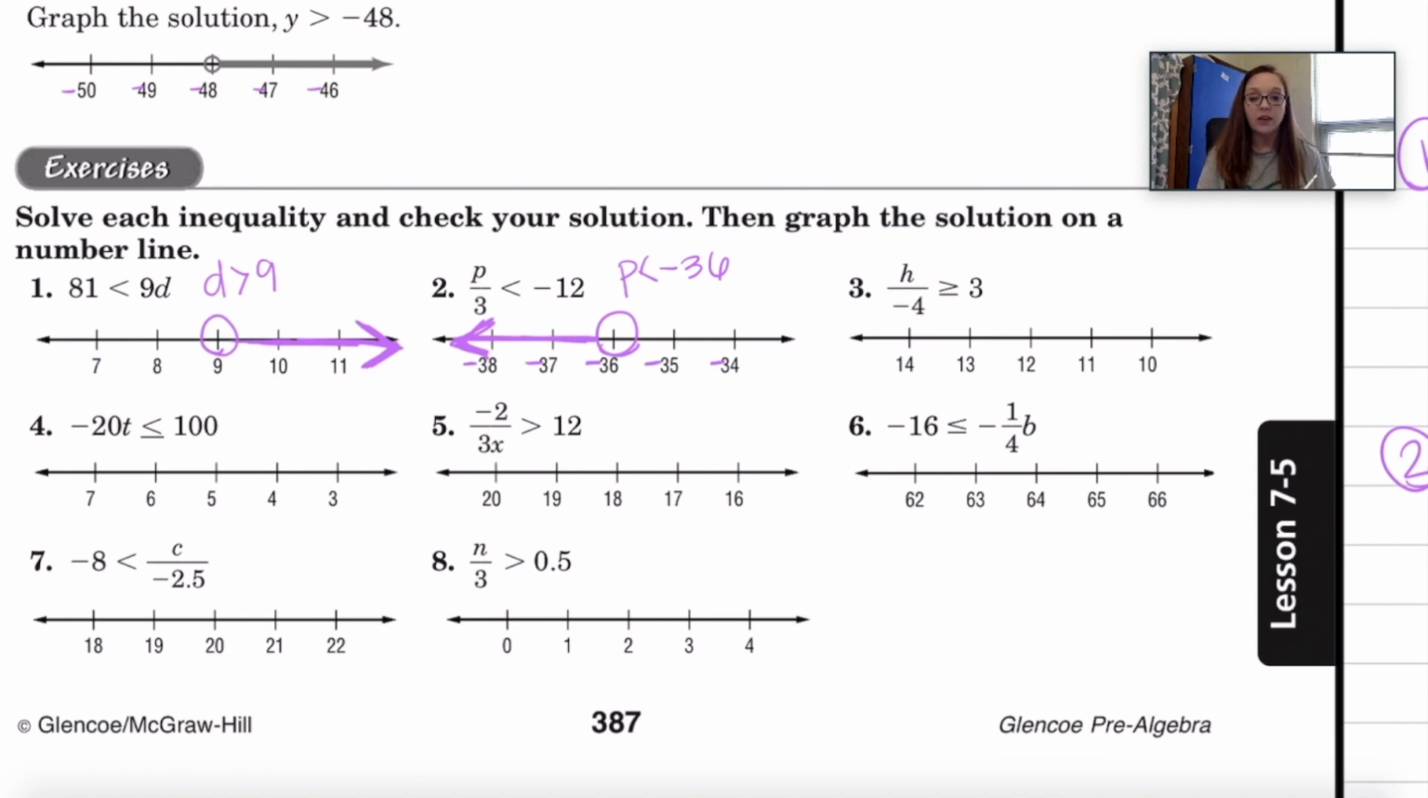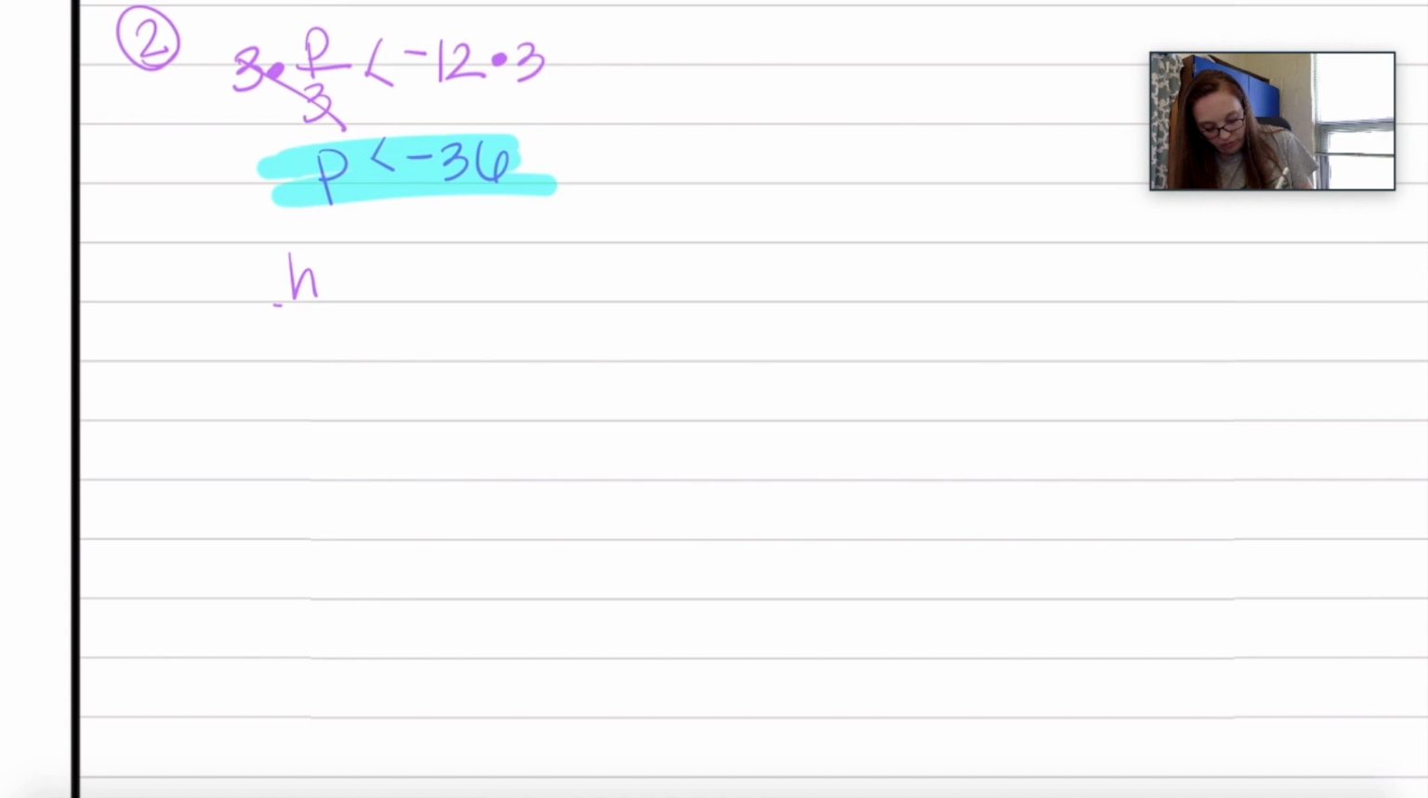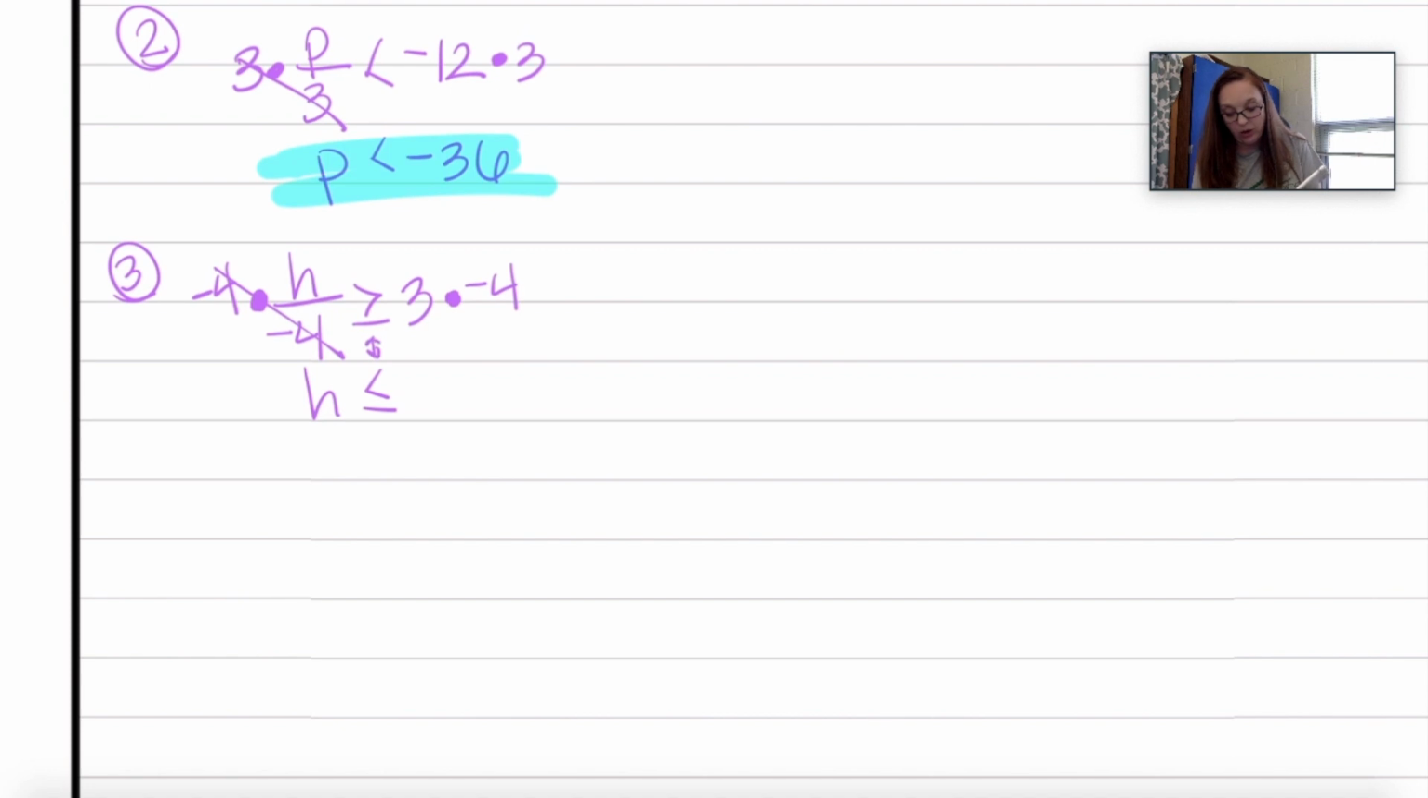Let's do number 3. So 3 says h divided by negative 4 is greater than or equal to 3. When I solve this one, I'm going to start off by multiplying both sides by negative 4. Now, since I multiplied both sides by a negative, my inequality symbol flips around. See what just happened right there? So it flipped around. And then 3 times negative 4 is negative 12. So this is going to be h is less than or equal to negative 12.